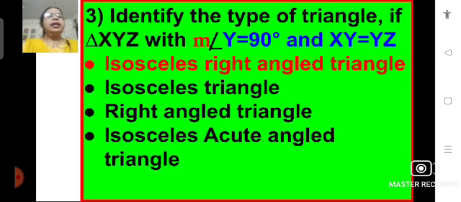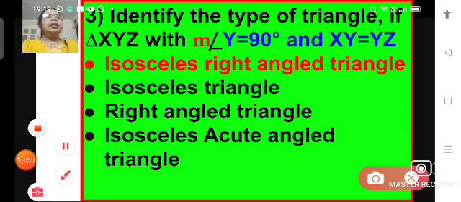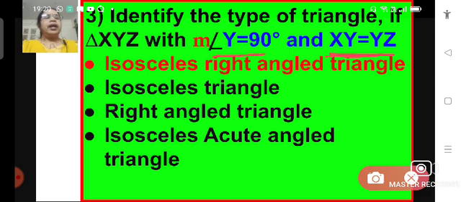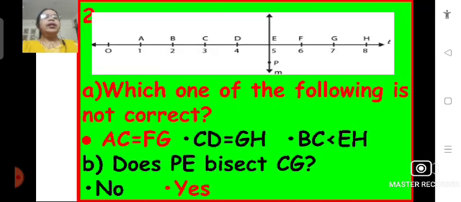Next question, identify the type of triangle if triangle XYZ with measure of angle Y 90 degree and XY is equal to YZ. We have discussed this type of question earlier. This triangle will be an isosceles right angle triangle because two of the sides are equal and one angle is a right angle. So it is an isosceles right angle triangle.